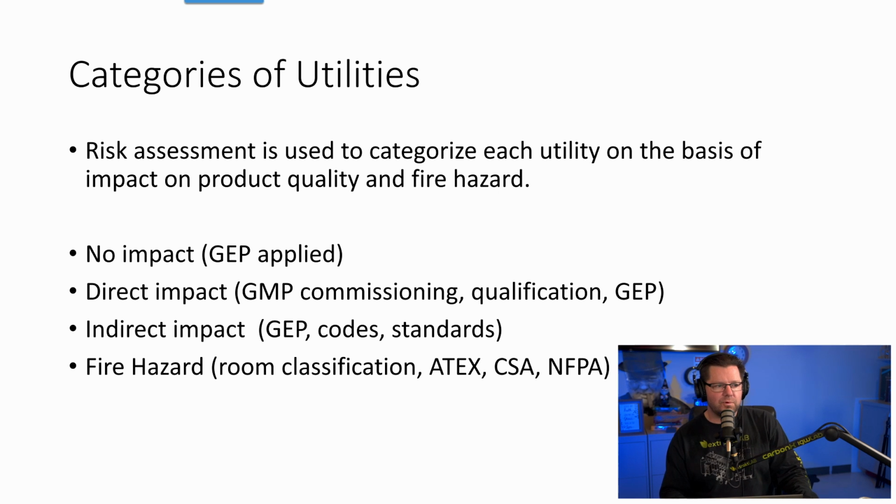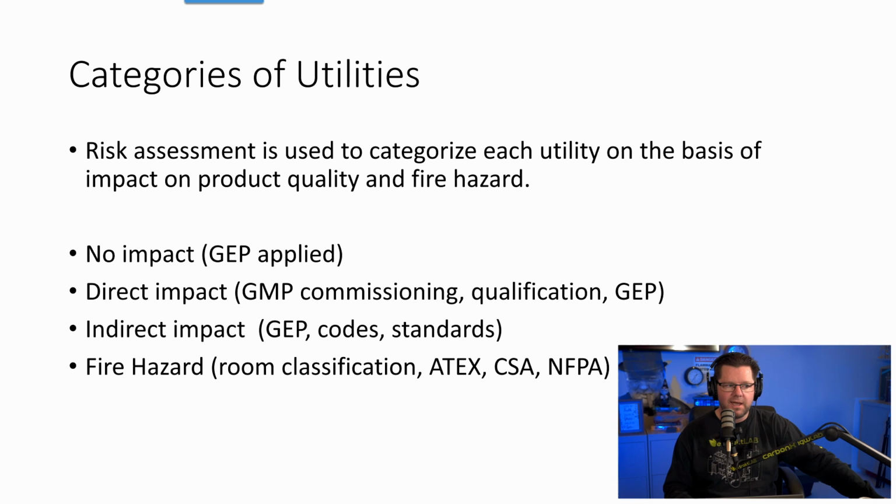So risk assessment is used to categorize each utility on the basis of impact. Like I said, fire hazard should also be in there because it's such a large portion of what people do. They're always dealing with some sort of solvent, and oftentimes that has a huge impact on the utilities side of it. And it may actually have an impact on the GMP side of it, so that's why I put it in there. There's several different categories.